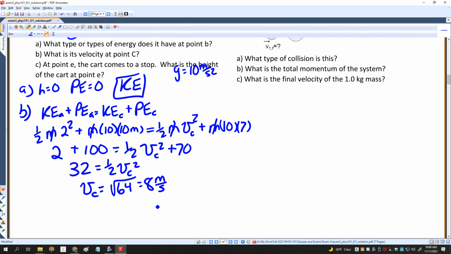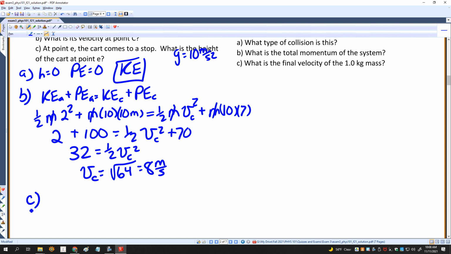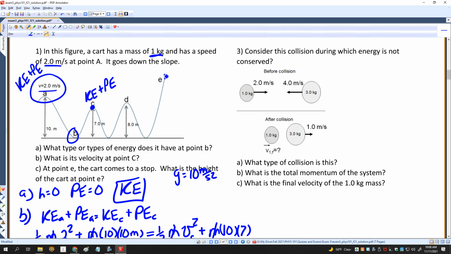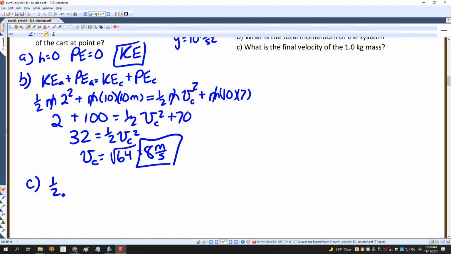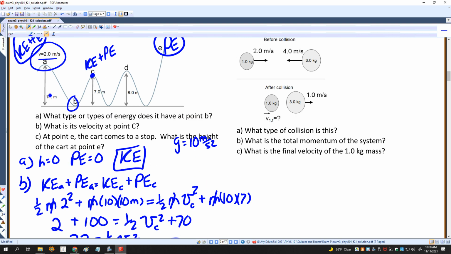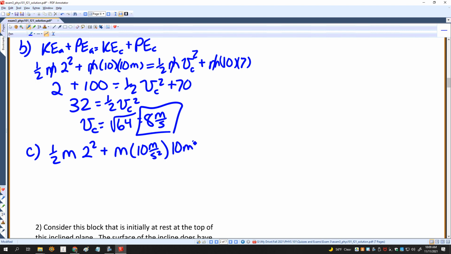Now at part C, it says the cart comes to a stop at E, and I want to know what is the height at that point. So over here, it only has potential energy. So I'm going to take the energy here and set it equal to the energy here, and I'll be able to solve for h. So I'm going to have 1/2 of m times 2 meters per second squared plus m times 10 meters per second squared times 10 meters, because remember, my height here is 10 meters, is equal to m times 10, that's g, times h. And I'm solving here for h.